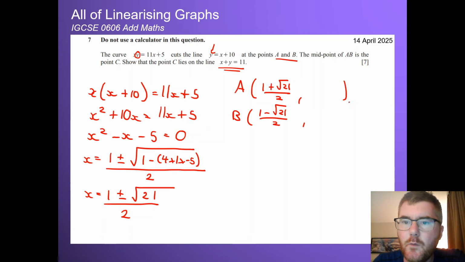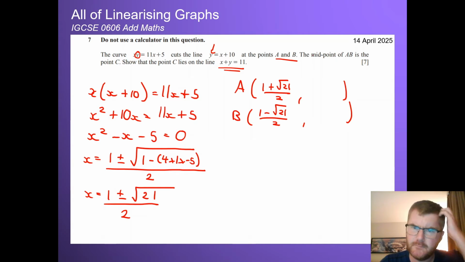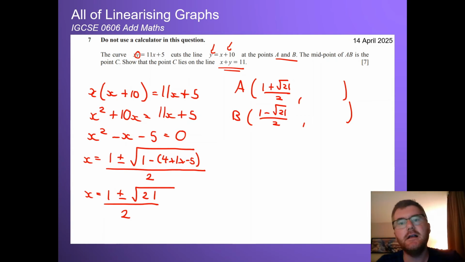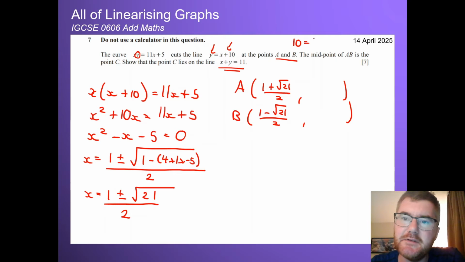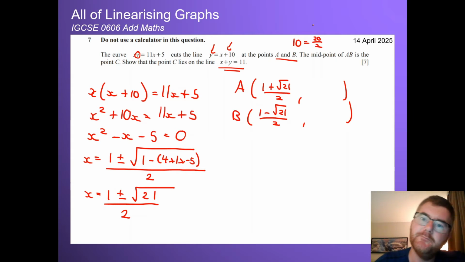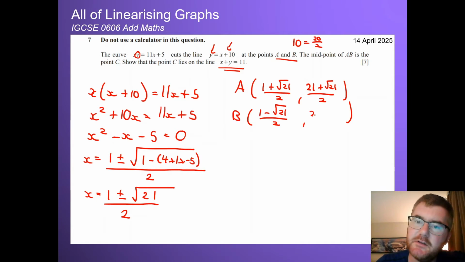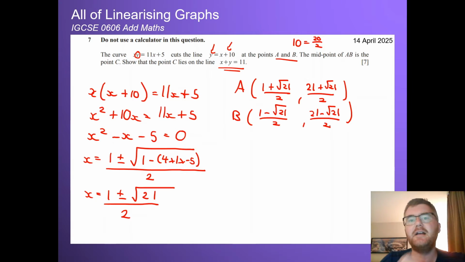And then to work out the y values here, well, we just put it into the most simple equation, which is this one. So we just basically add 10 to each of these. So remember, 10 is the same as 20 over 2. So I can just add that in. So I get 21 plus root 21 over 2. And I get 21 minus root 21 over 2. So that's my x and y.